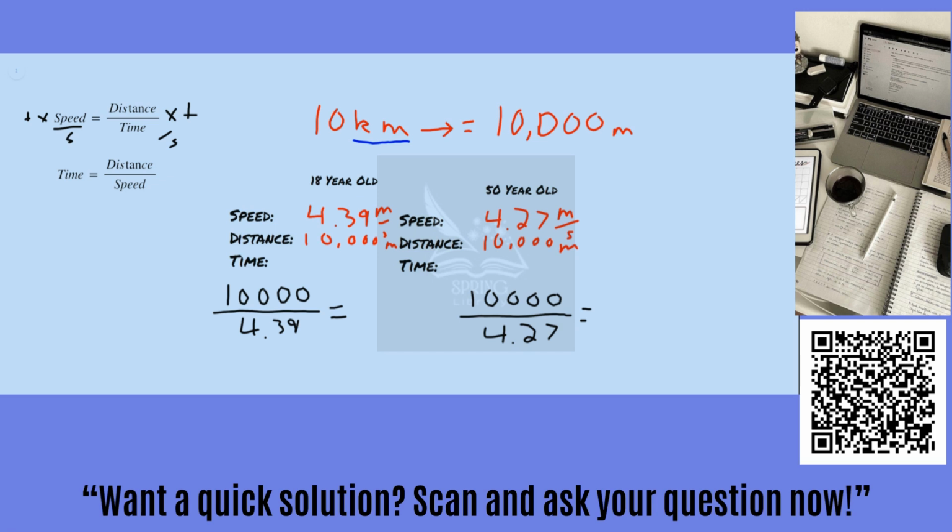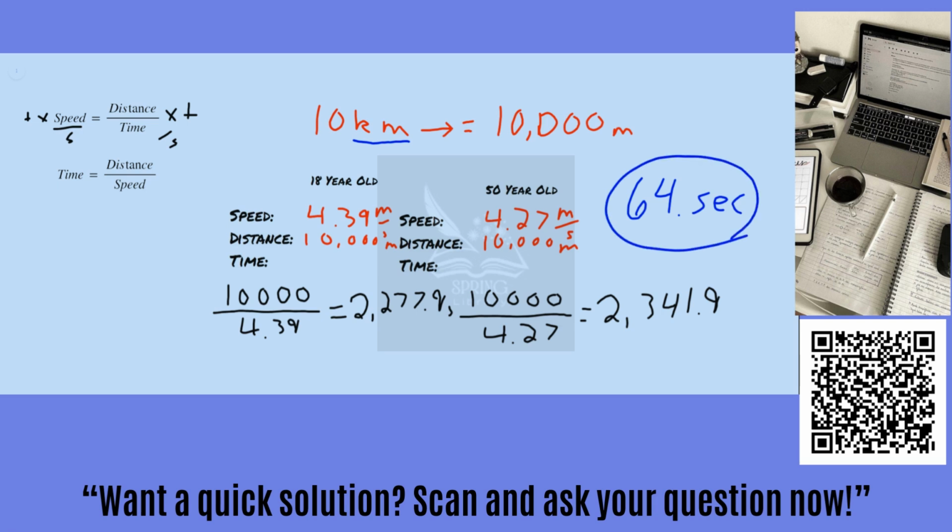For the 18-year-old, we get 2,277.9 seconds. And for the 50-year-old, we end up with 2,341.9 seconds. Now, when I grab a calculator and find the difference between those two numbers, I find that the 18-year-old finishes that race 64 seconds earlier than the 50-year-old.